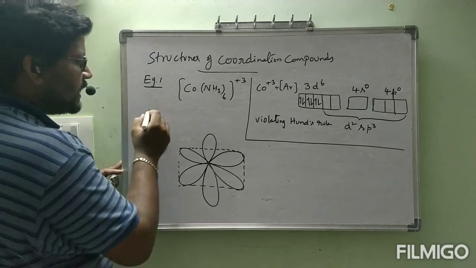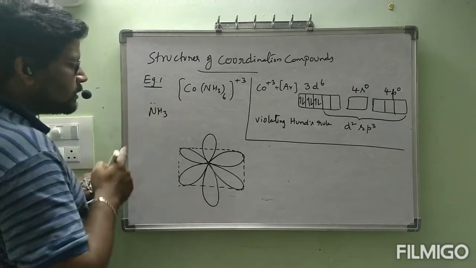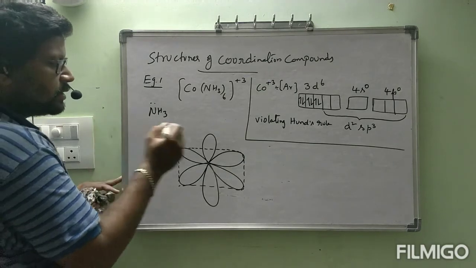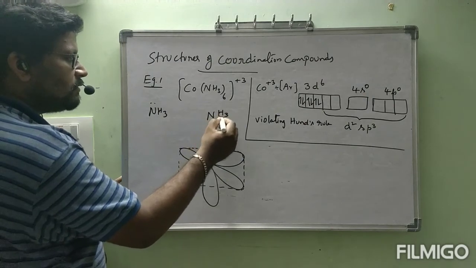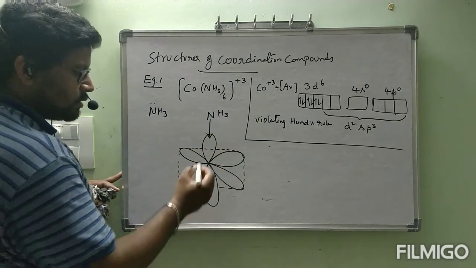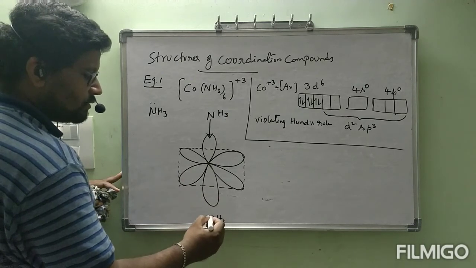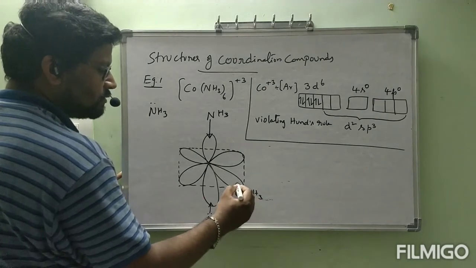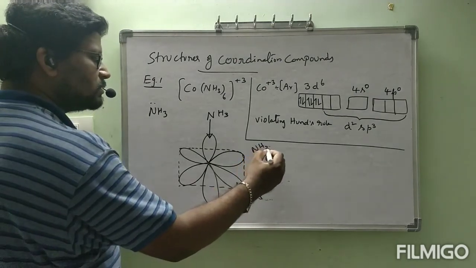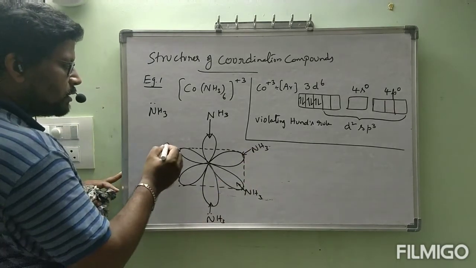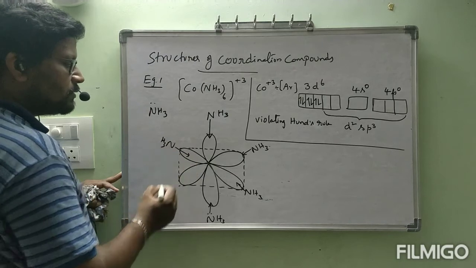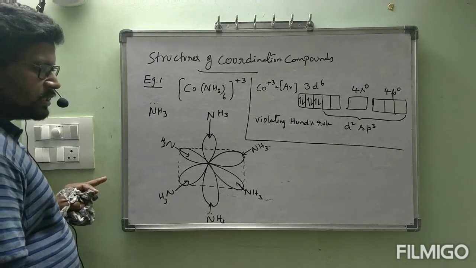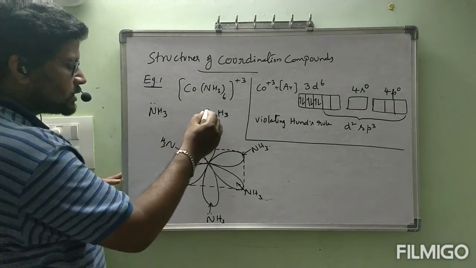Now, NH3s, how many are there? 6 are there. Each NH3 contains one lone pair on nitrogen. So, with that lone pair, this nitrogen will form a coordinate covalent bond. From here also, this nitrogen will form a coordinate covalent bond. From this side also, and this one also. From here, this NH3 will be involved in a coordinate covalent bond, and from here, NH3 is involved too. Like this, we got an octahedral structure.